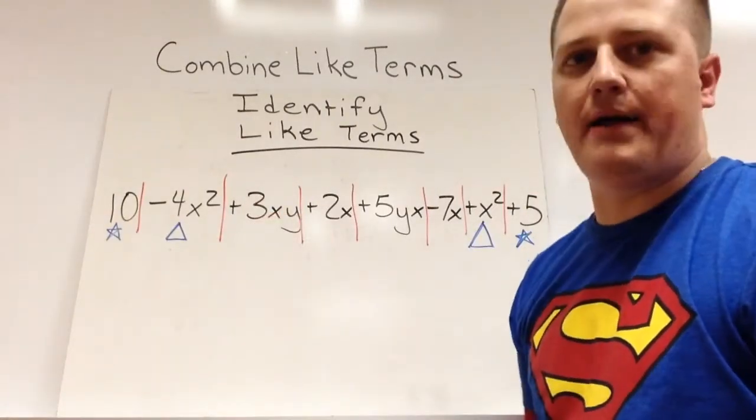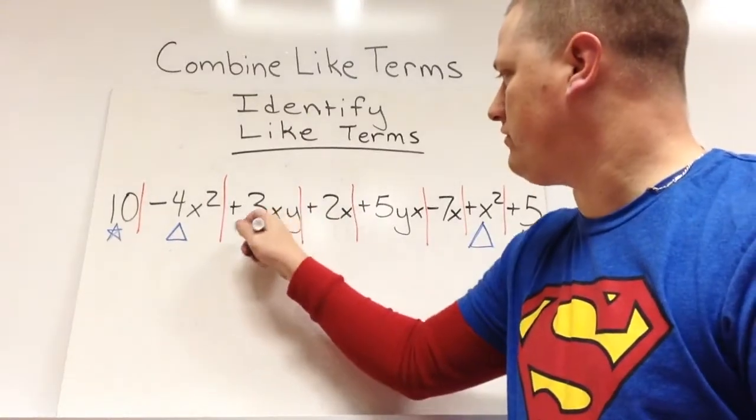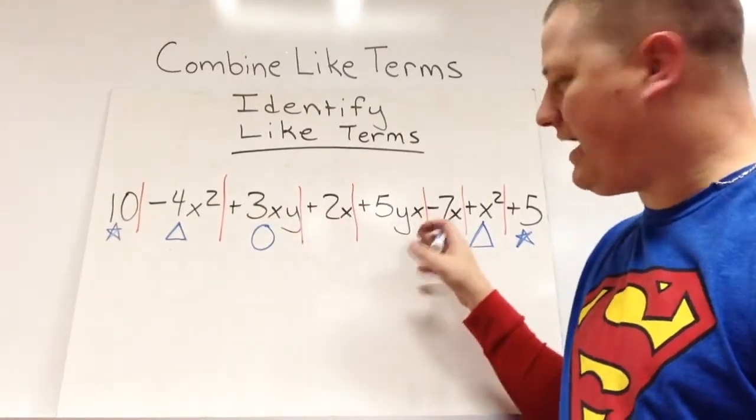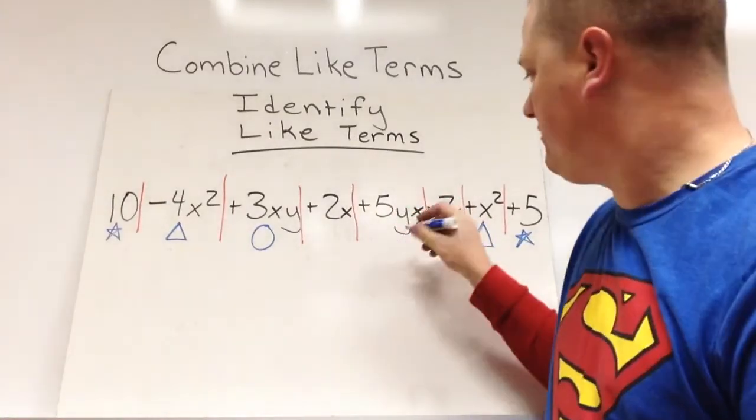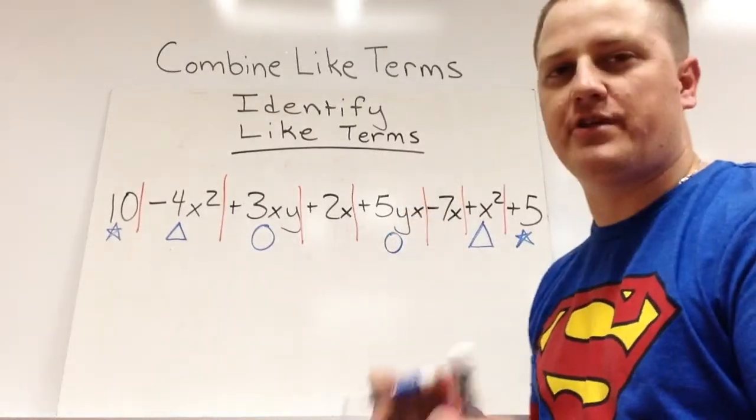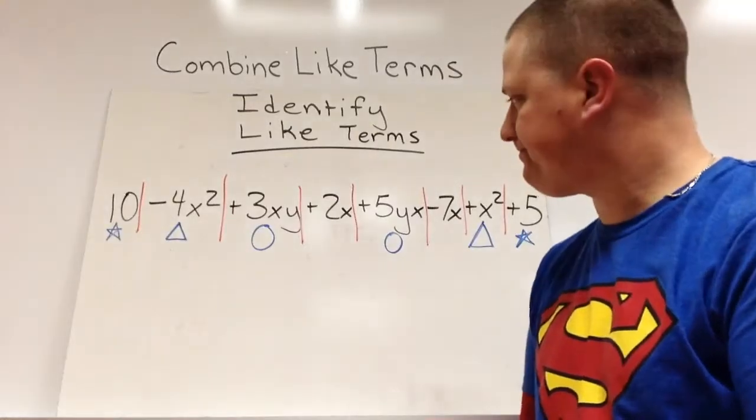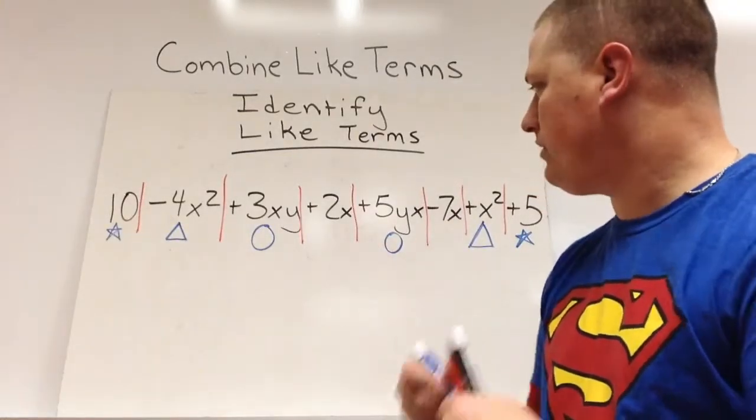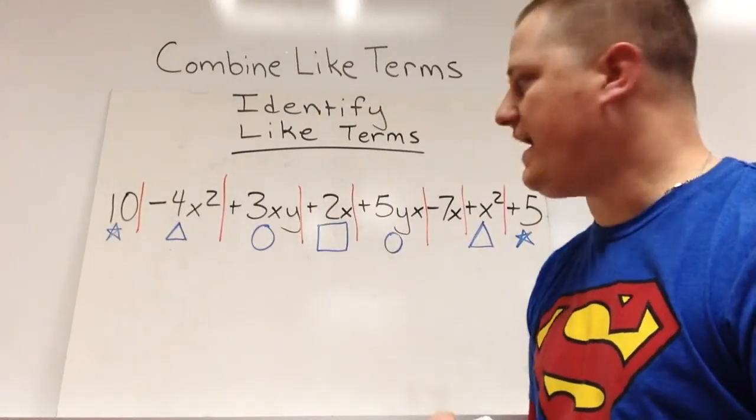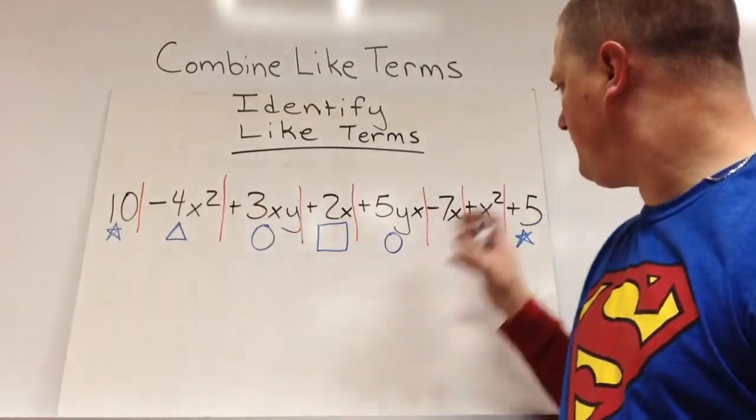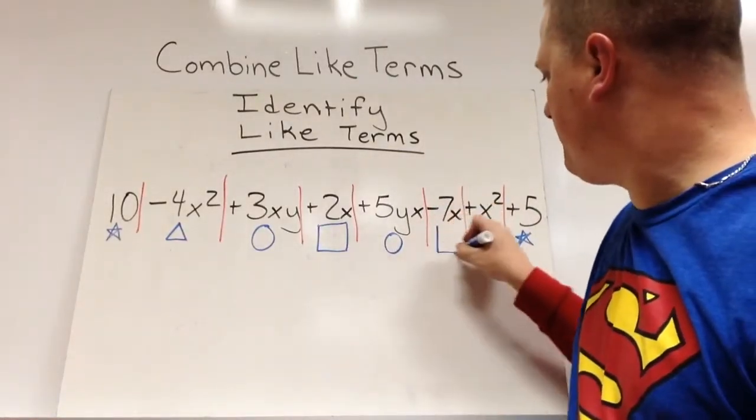Okay, 3xy would be like with something that has an x and a y. So I'm going to use a circle here. X, yx. Well, these are in a different order, but there's still an x and a y. So this would be a like term. So sometimes they can be switched around and still be like. This one's just got an x. Last one, I'm going to put a square under this. This one needs something with just an x with it. Well, that one's x squared, that one's x squared, so it doesn't go with them. This one's got an x. That's the one it matches up with.